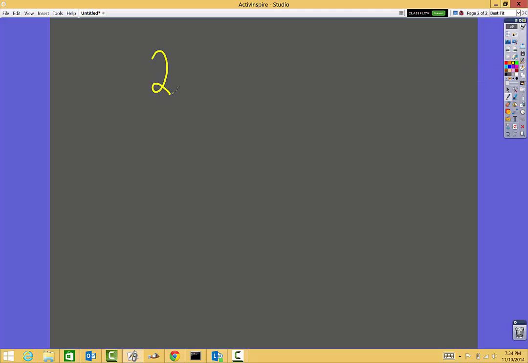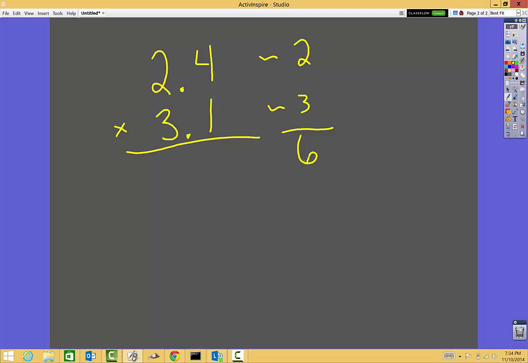Here I have 2 and 4/10 times 3 and 1/10. And I'm going to do my little estimation off to the side. I know this is about 2, and this one is about 3. I know 2 times 3, that is going to be 6. So I know my answer to be about 6.